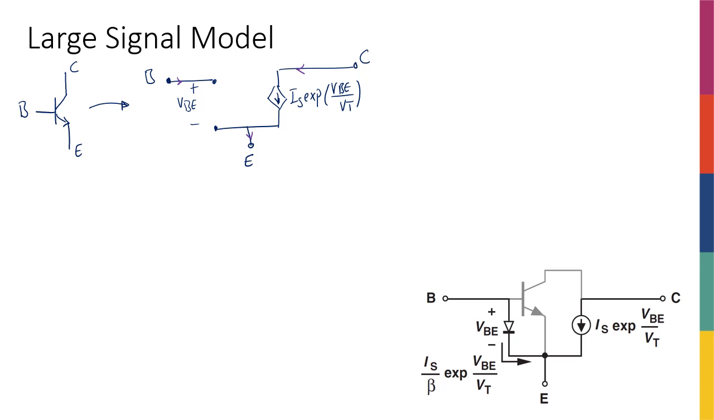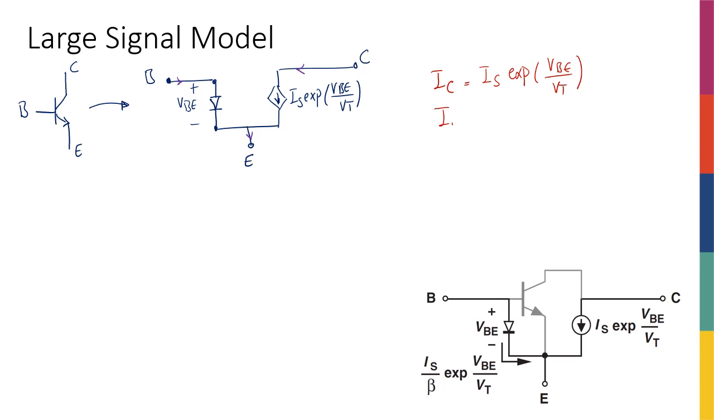The way I adjust this model to make it more accurate is that I say, well, I know that there's a diode across the PN junction of base emitter. So I'm just going to put that diode here. And then, because I know the current of the base, remember that collector current, IC, was IS exponential of VBE over VT.